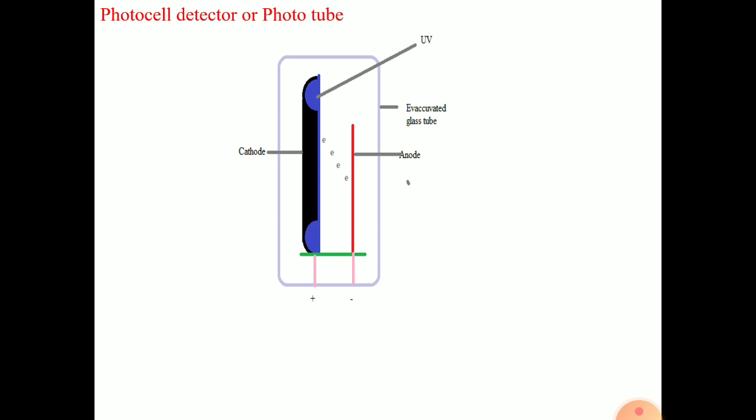Exactly in the axis of the tube cathode, we place a metal wire. It acts as an anode. These two are connected through an external battery. When UV light falls on the inner surface of the cathode, due to the electron emissive material, it produces electrons. The produced electrons move towards the anode and then the voltage is produced.